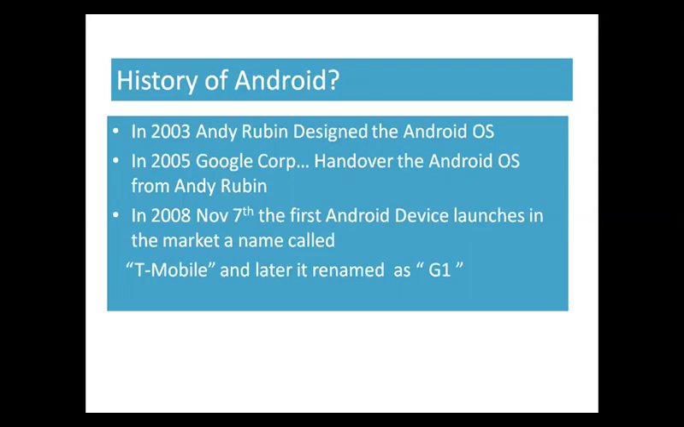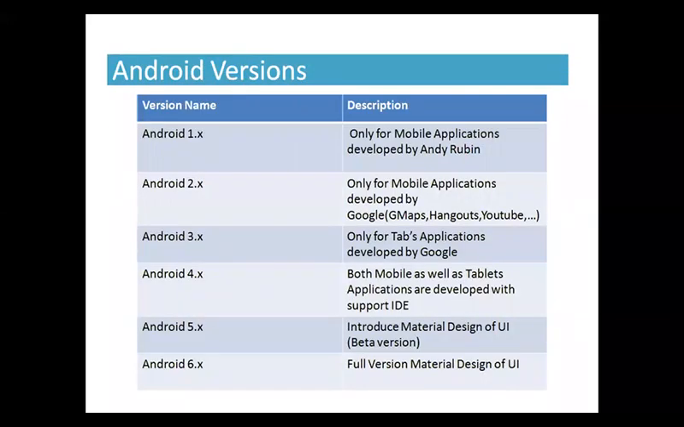2016. From 2008 to 2016, how many years? 8 years. Okay, 2005 to 2008, 3 years. 2003 to 2005, 2 years. So totally how many years? 13 years, right? So in the span of 13 years, Android is totally categorized into 6 versions, guys. How many versions? 6 versions.